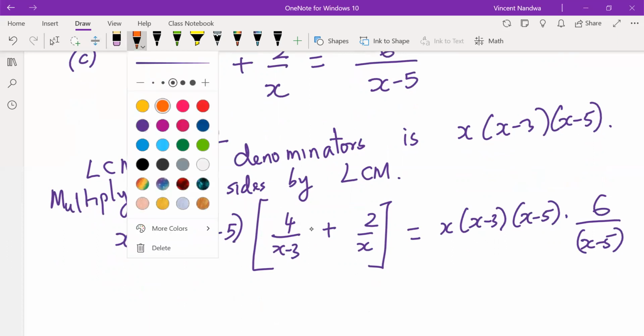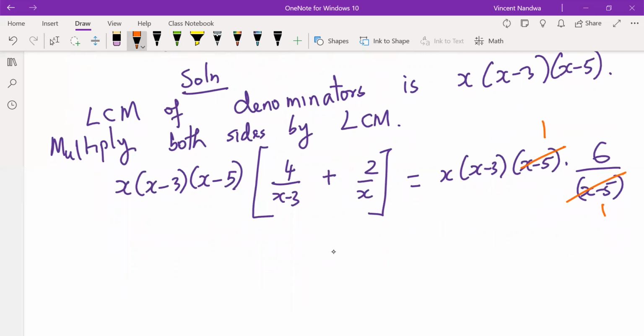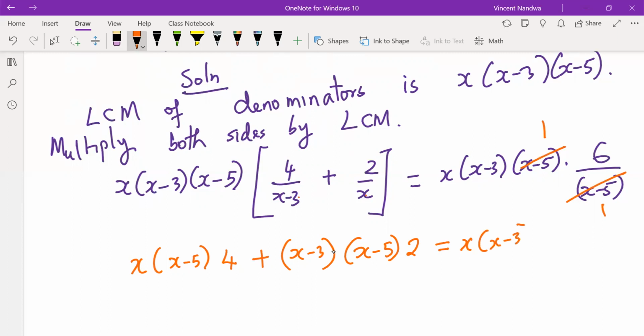So with this, this cancels with this, so that we have multiplying this by this first term, x minus 3 cancels this x minus 3, so we'll have x into x minus 5, and then times this 4, plus multiplying this term by this LCM, x and x will cancel out, so we'll have x minus 3, x minus 5 times 2, and then equals to this and this cancels out, so we have x into x minus 3 times 6.